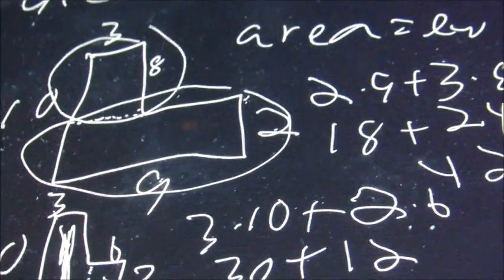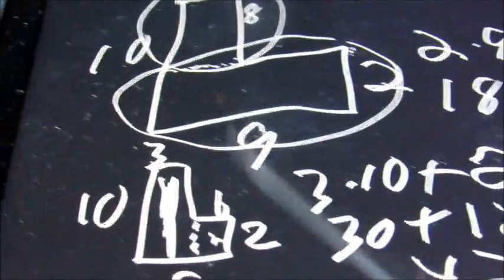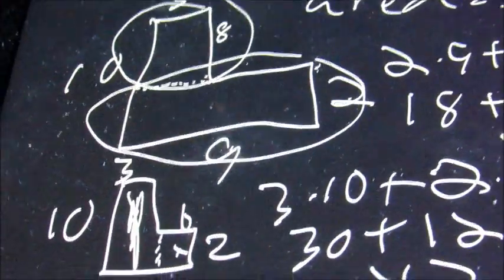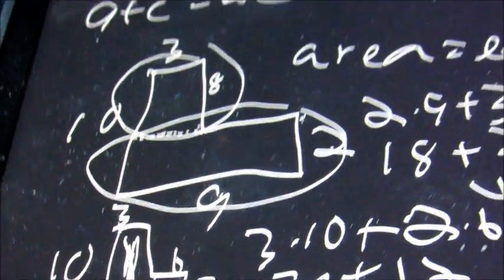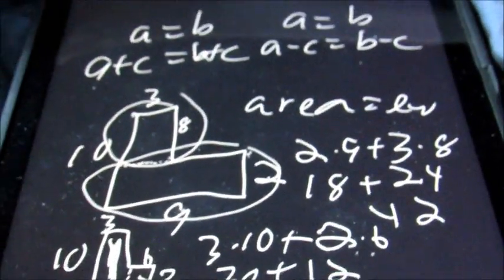So it doesn't matter which order you do those in, you're going to get the same answer, but you do need to make it into 2 actual rectangles. And that is it for section 2.3.